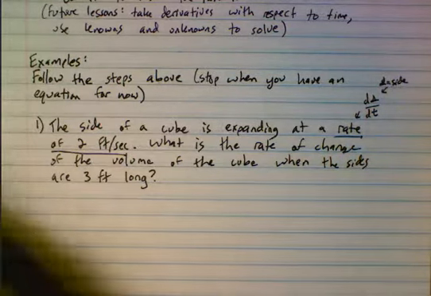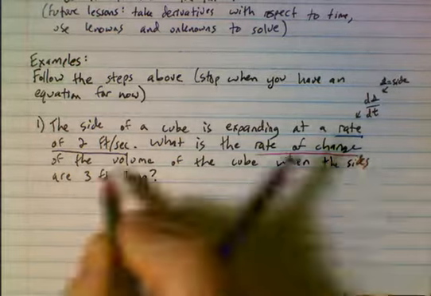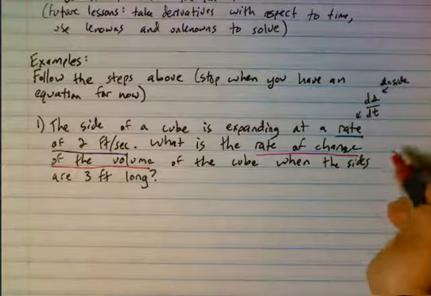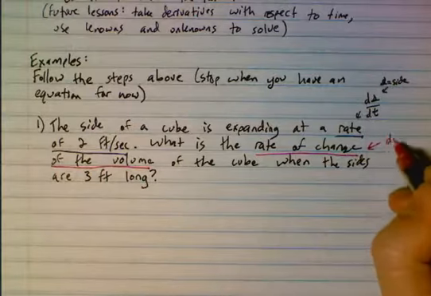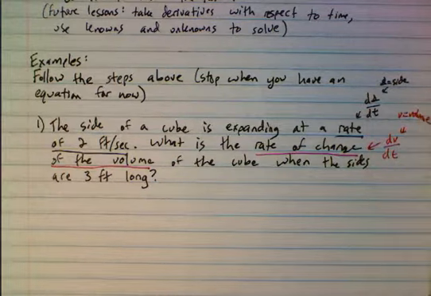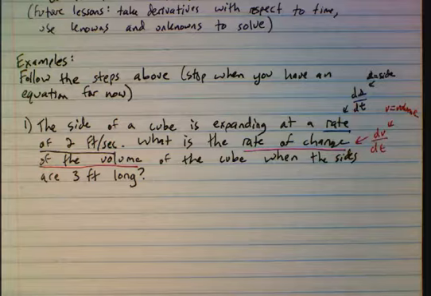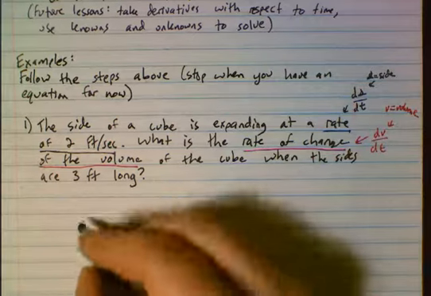What is the rate of change? It's another rate of change, of the volume. So let's say this is dv dt, where v equals volume. Okay, so second thing, we're going to draw a picture and we're going to label the variables and the constants. So we have a cube.